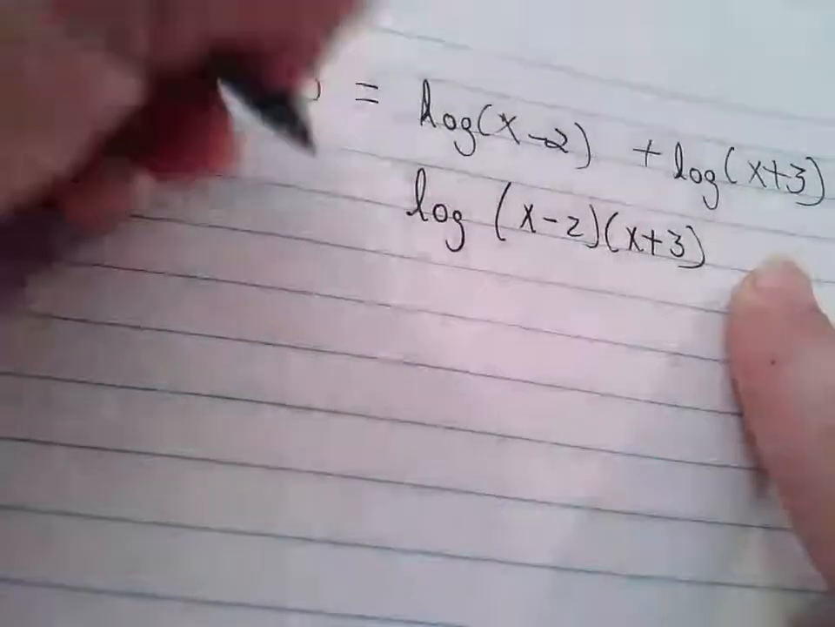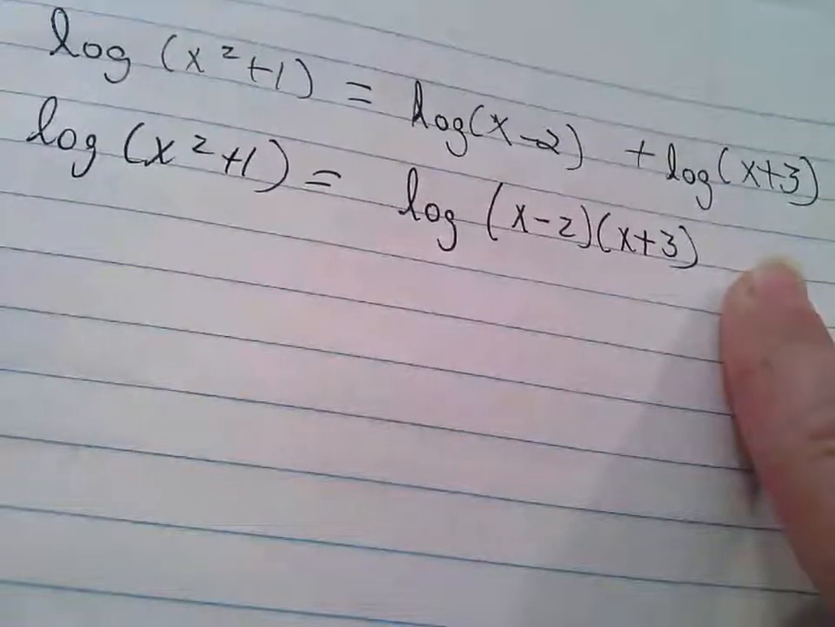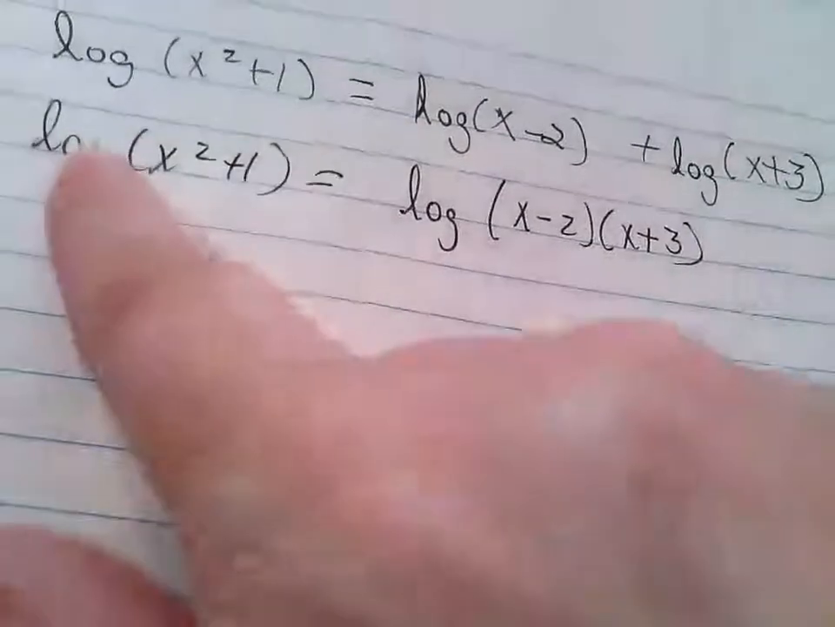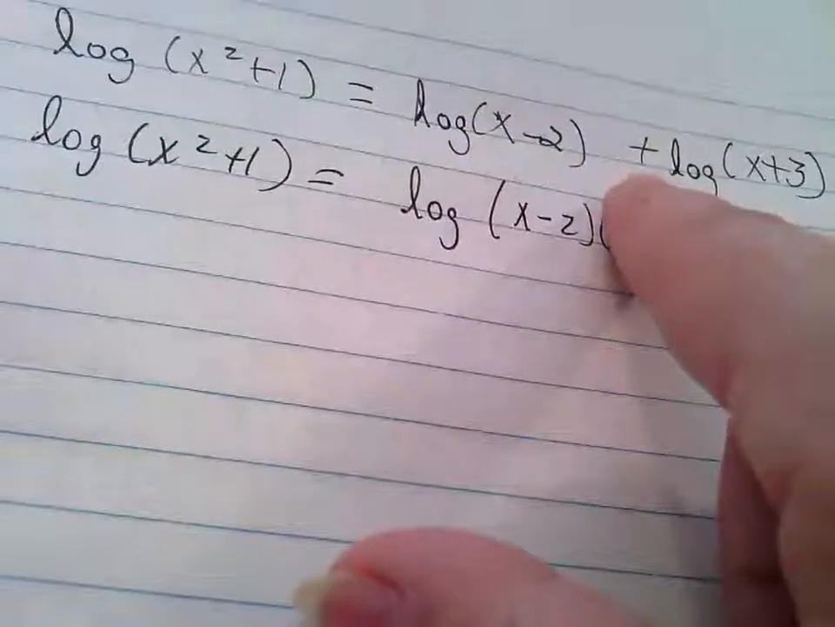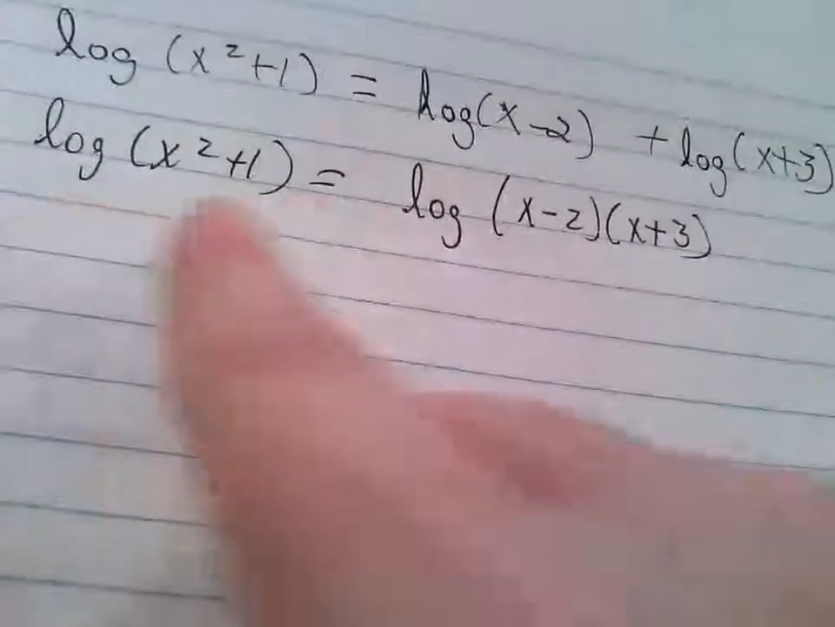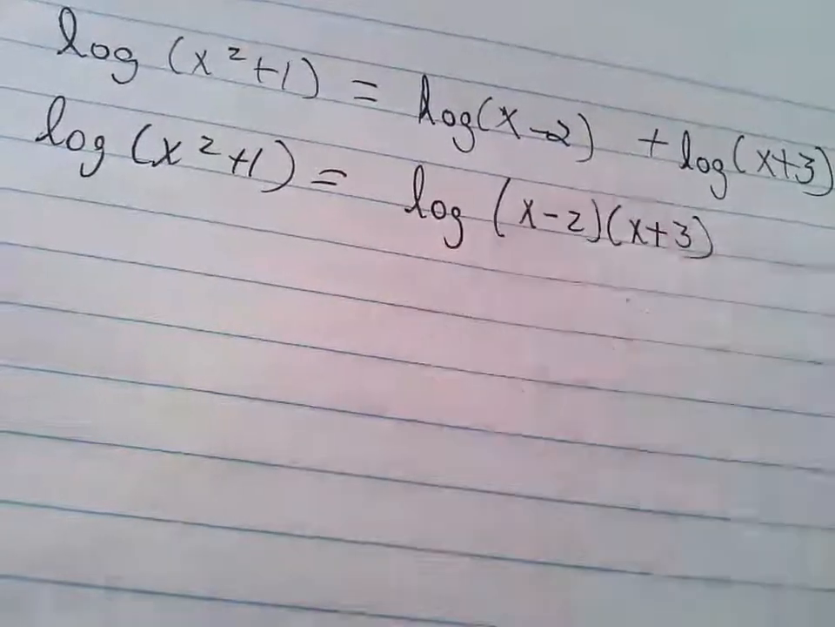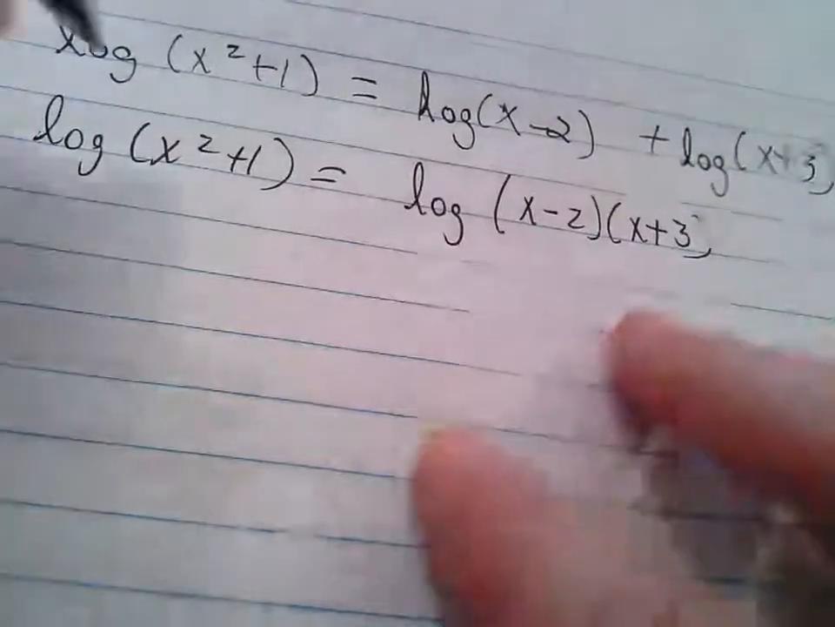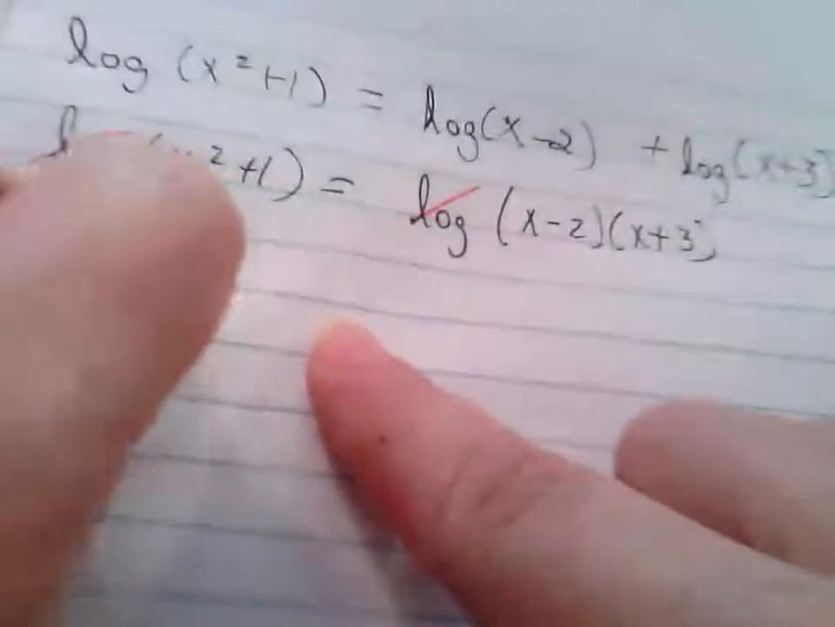I'm adding, so that means I'm going to multiply those. So that's x minus 2 times x plus 3. And then this one is still log of x squared plus 1. Now I have one log over here and one log over here. That's what I want. I didn't want the log in two different places on this side. I need a log written one time on the left equals a log with the same base written one time on the right. Once that happens and they have the same base, I can get rid of them. And what's left is this.